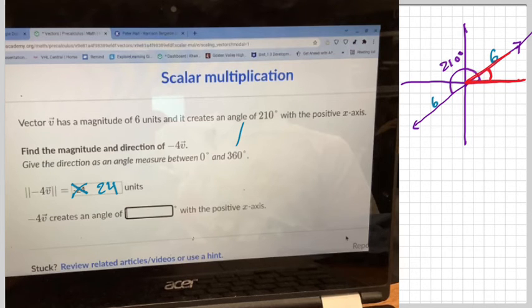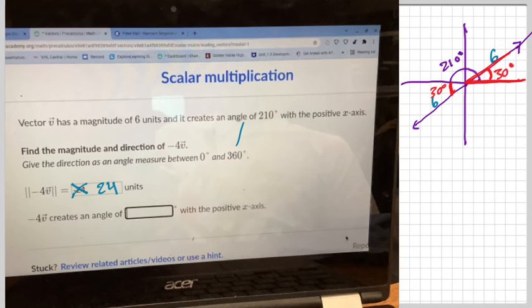Or do what I like to do. I like to find this angle right here. Do you guys know what this angle is? 30 degrees. Because I know that from here to here is 180, and 30 degrees more would be 210. So if this is 30 degrees, then this one must be 30 degrees.